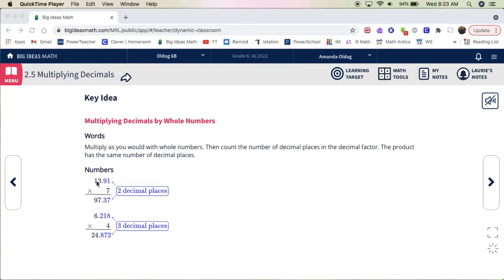Notice here, this is your decimal, 13 and 91 hundredths. It has 2 decimal places, so your answer will also have 2 decimal places. This one goes out to the thousandths place, so your answer will also go out to the thousandths place. This applies when you're multiplying a decimal by a whole number.